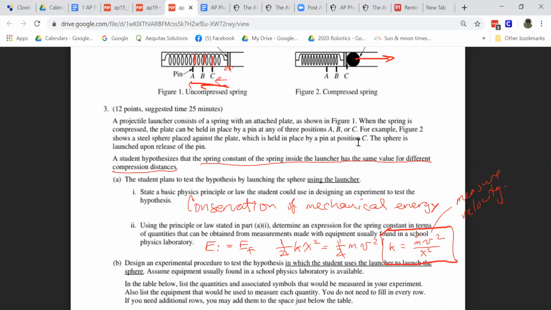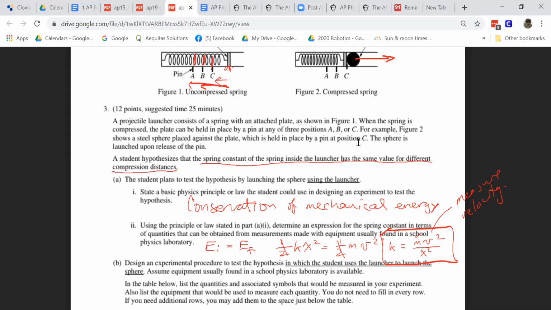We can figure the mass out with a balance. We can measure the velocity with what's called a photo gate or a motion detector, or you can shoot it off the end of the table and figure out how far from the end of the table it goes. That's probably what I would have you guys do, because I don't have photo gates and motion detectors.